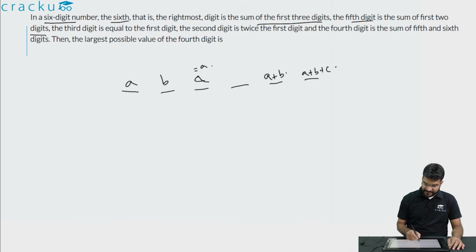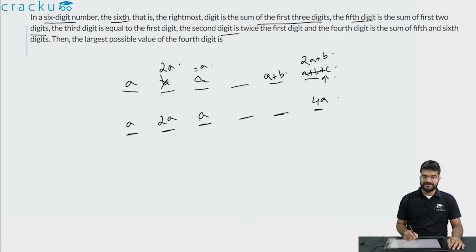So if c is equal to a, then a plus b plus c will equal 2a plus b. And the second digit is twice the first digit. So we are told that b is actually equal to 2a. So again let us write the 6 digits with the new information. The first digit is a, the second digit is twice the first digit, the third digit is equal to the first digit and the 6th digit is the sum of the first 3 digits. So it will be a plus 2a plus a, that is 4a. And the 5th digit is equal to the sum of the first 2 digits. So this will be equal to 3a, a plus 2a.